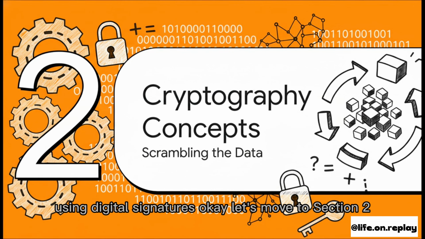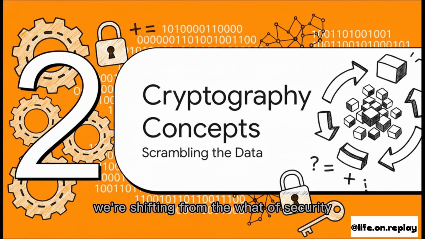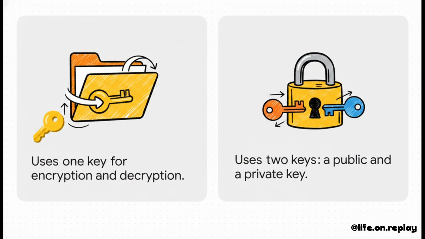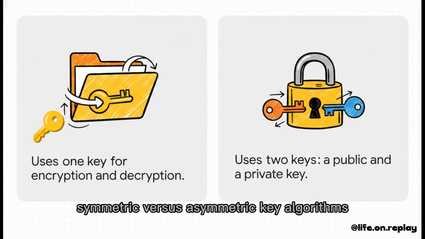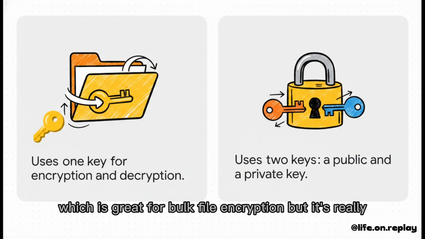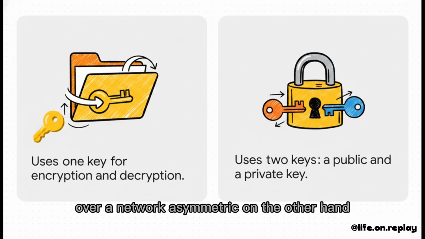Okay, let's move to Section 2, cracking cryptography concepts, scrambling the data. We're shifting from the what of security to the actual mathematical how. Watch out for this frequent trap: symmetric versus asymmetric key algorithms. Symmetric uses one shared secret key for both encryption and decryption. Now, it is super fast, which is great for bulk file encryption, but it's really hard to share that single key securely over a network.